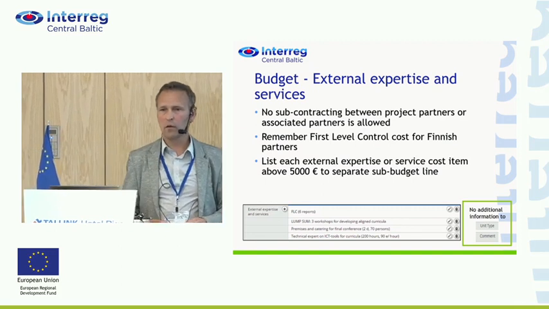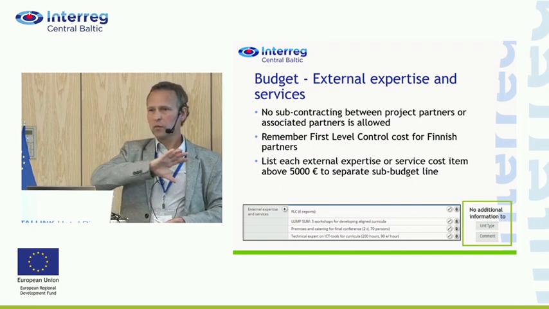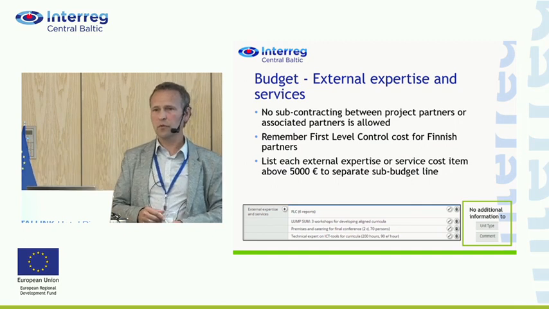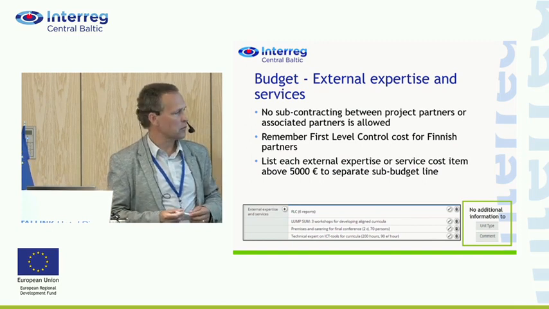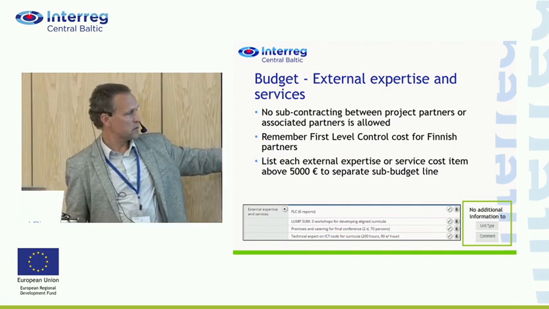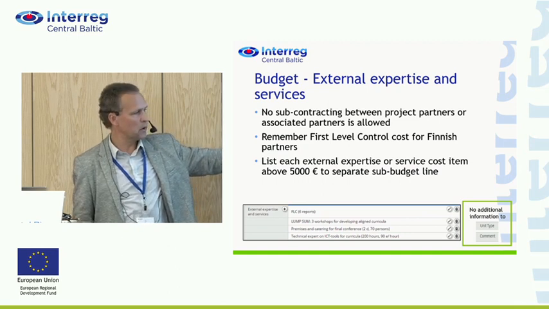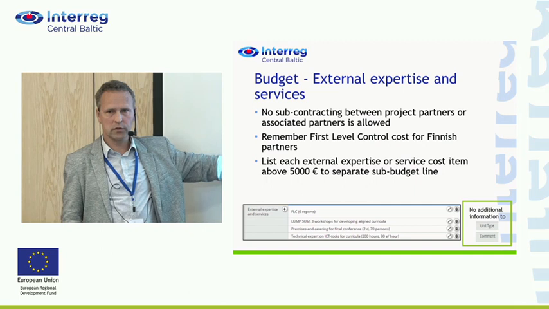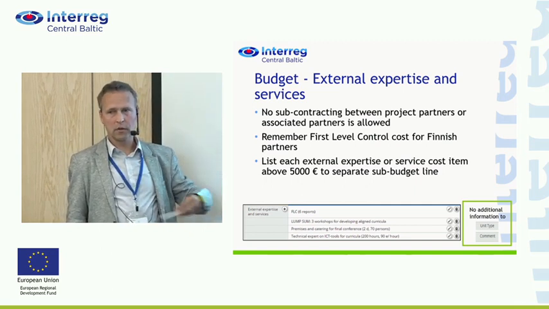Again, the idea is that we don't want to see something like just 50,000 on the budget line, saying some very, very general term. Sometimes, unfortunately, we have seen the cases that external expertise and services is budget line, and on sub-budget line there is written external expertise and services, 50,000. That's it. That's not enough.